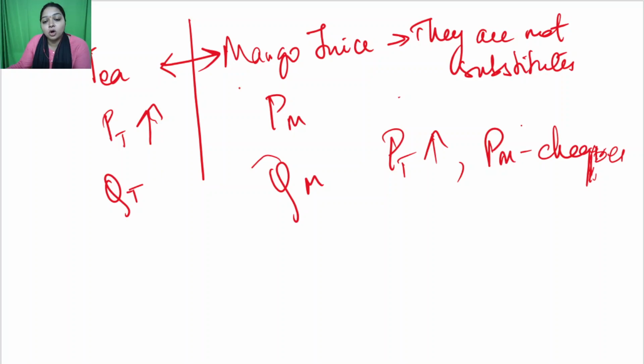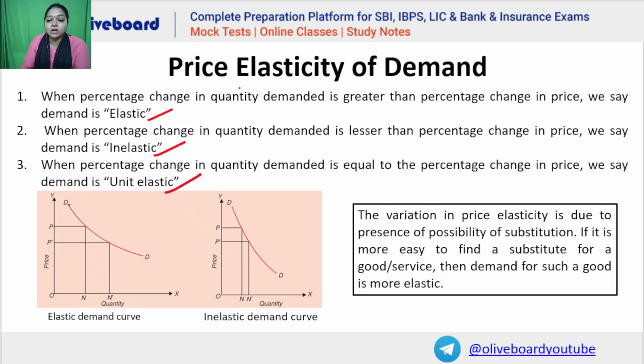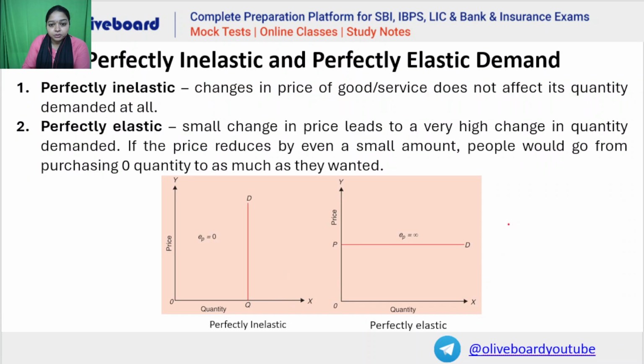So it is very important to understand that this variation in price elasticity is due to the presence of the possibility of substitution. It is possible to find a substitute for tea. It is possible to find a substitute commodity for coffee. That is why elasticity varies, right? That is why demand elasticity varies between the products, right?